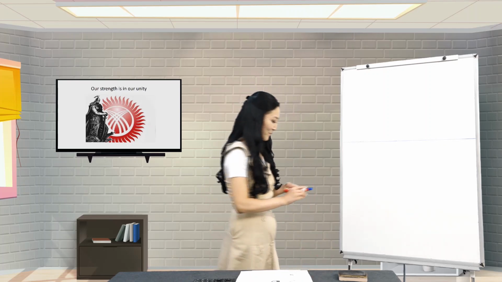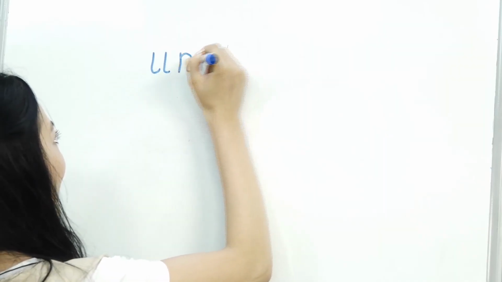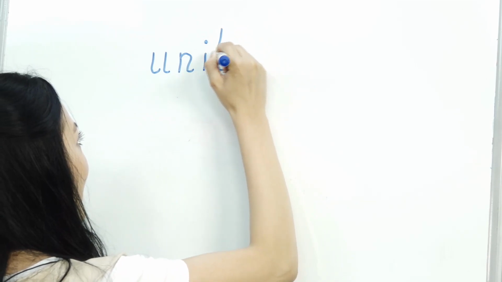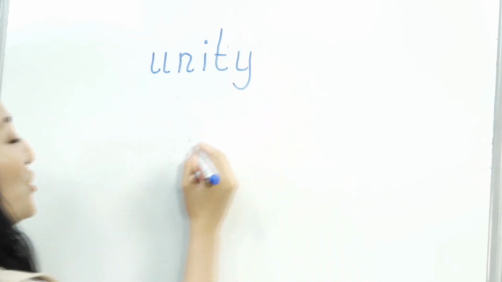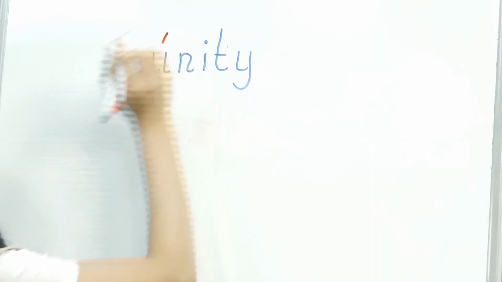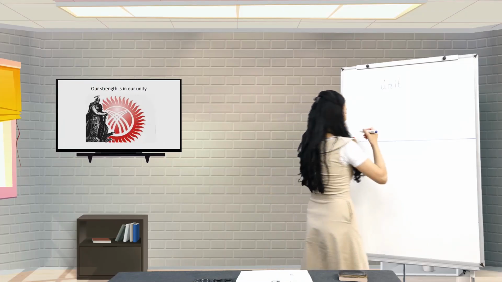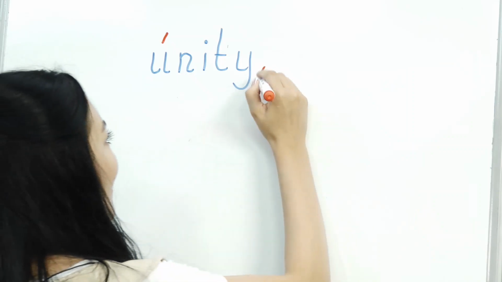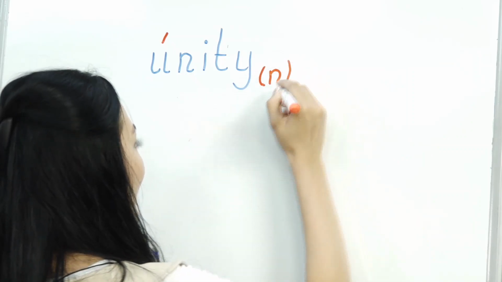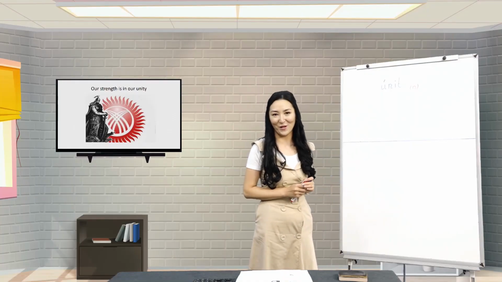Now repeat this word after me. Unity. Okay, how do we spell this word? U-N-I-T-Y. Unity. Where is the stress? Unity. Which part of speech is it? Correct. It's a noun. Is it countable or uncountable? It's uncountable.